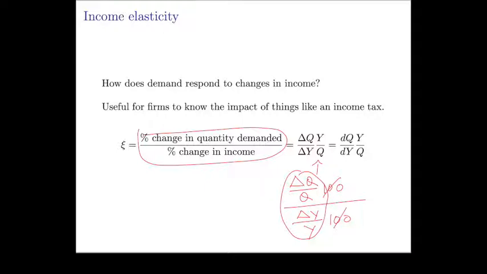Remember, delta is the change. Delta Q is a change in quantity. Delta Y is a change in income. Now, if the changes are very, very small, then we've just got the derivative. So the derivative of quantity with respect to income times income divided by quantity. This looks very familiar. If you just replace the Y with a P, you've got the formula for price elasticity.